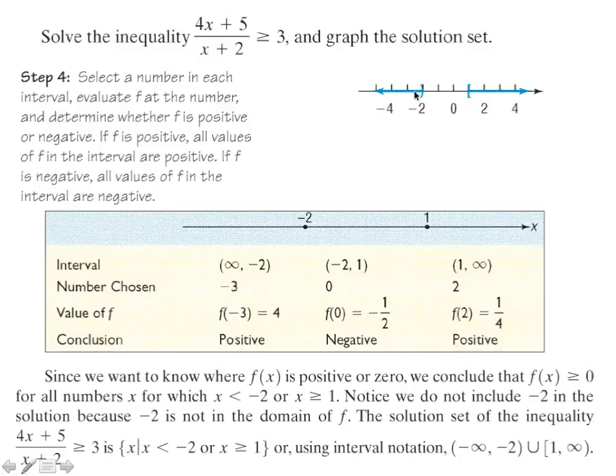And here's a nice little graph. You'll see at negative 2 there's a parenthesis because we do not want to include negative 2 since it makes our denominator 0. And we have a bracket at 1 because it makes our function equal to 0.